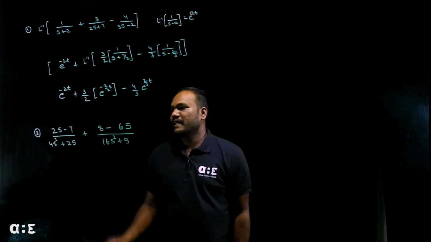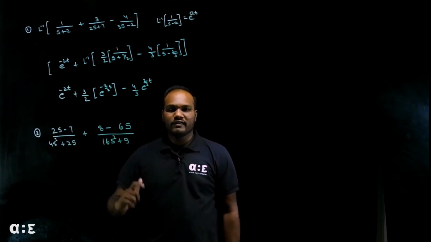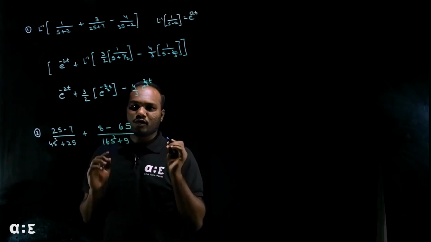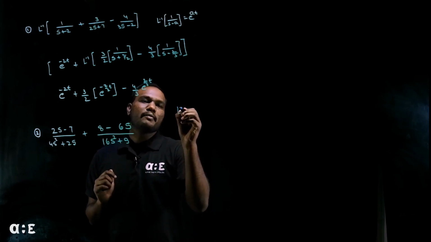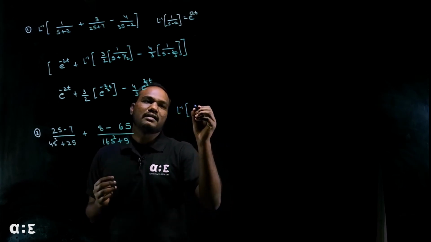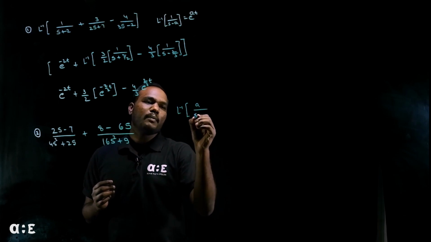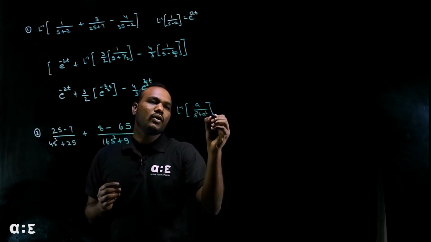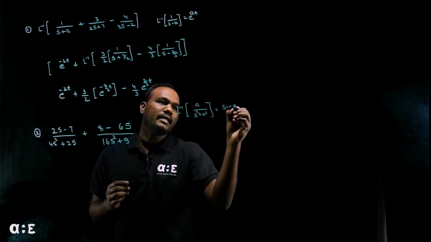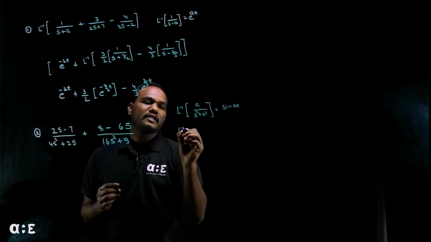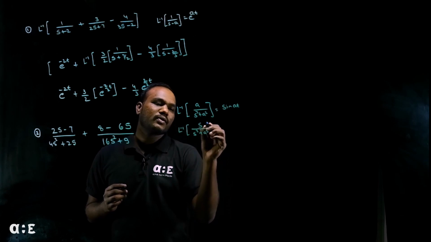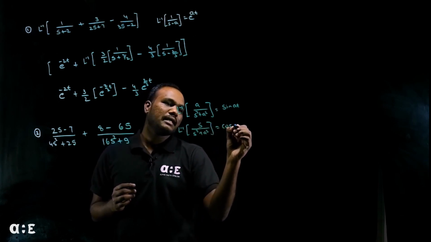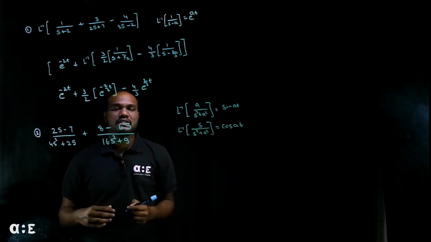In the denominator, we have s square and a number. When we see those things in a denominator, s power 2 and a number, we can remember there are only 1 or 2 formulas on that. The Laplace inverse of a upon s square plus a square is what? Sine at. The same way, the Laplace inverse of s upon s square plus a square is what? Cos at. So we'll use these two formulas.